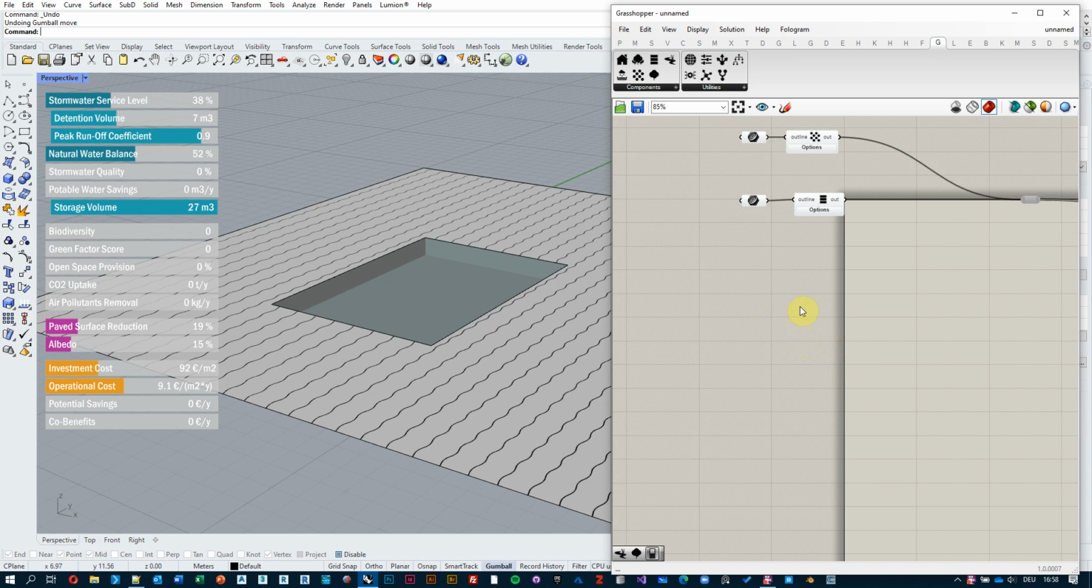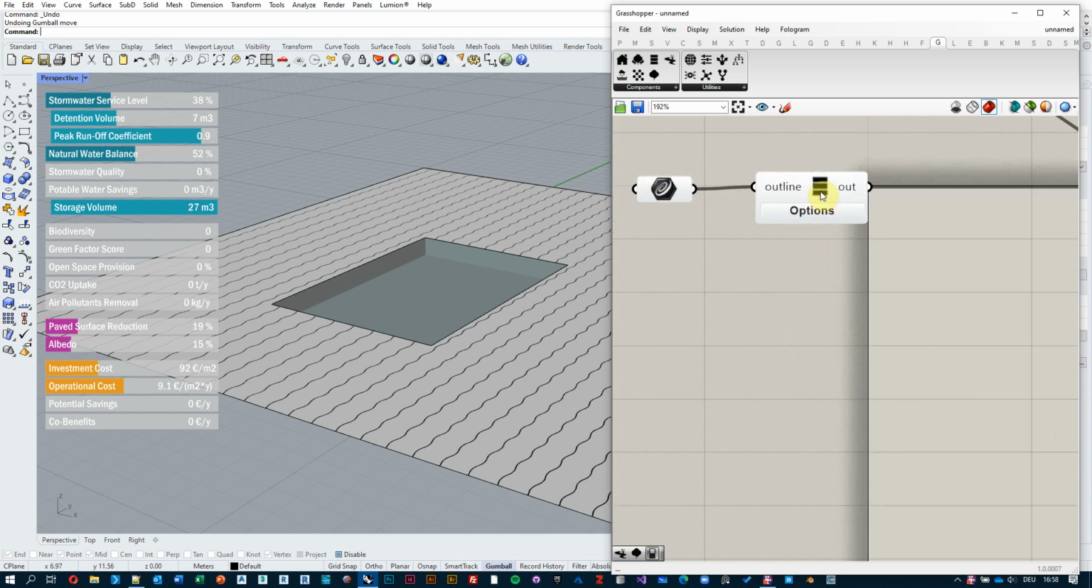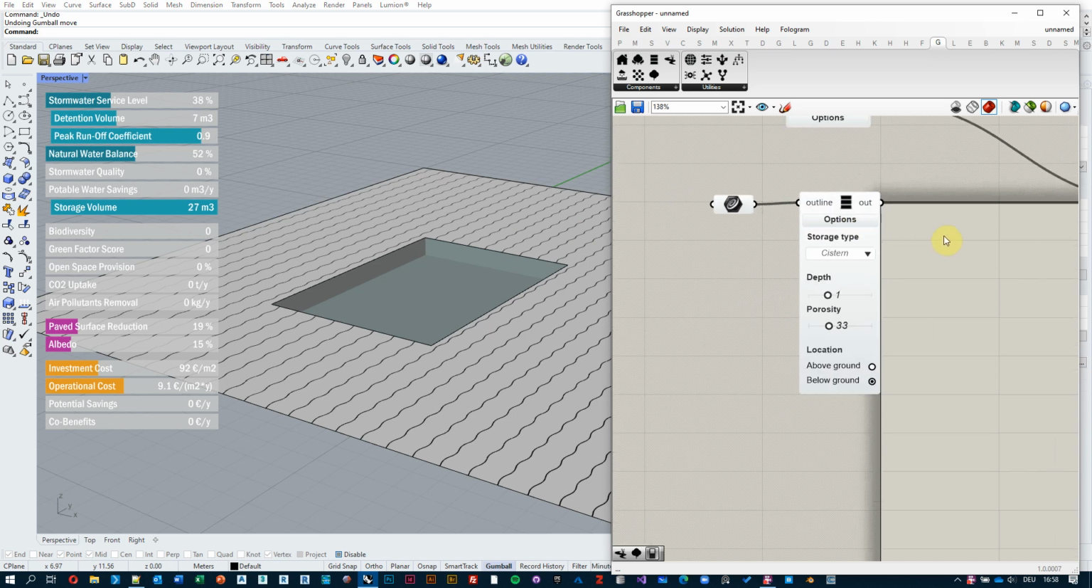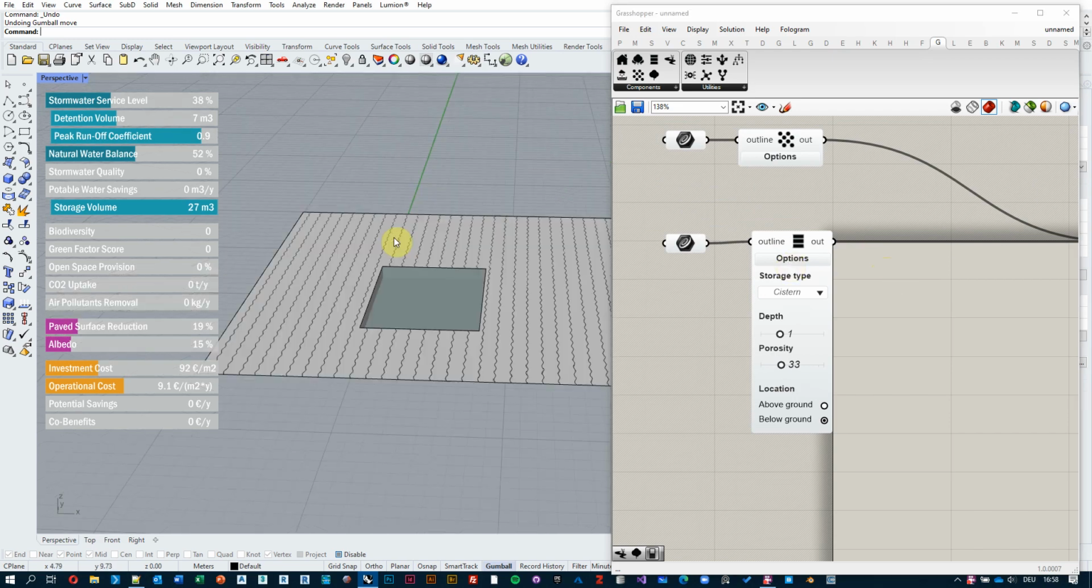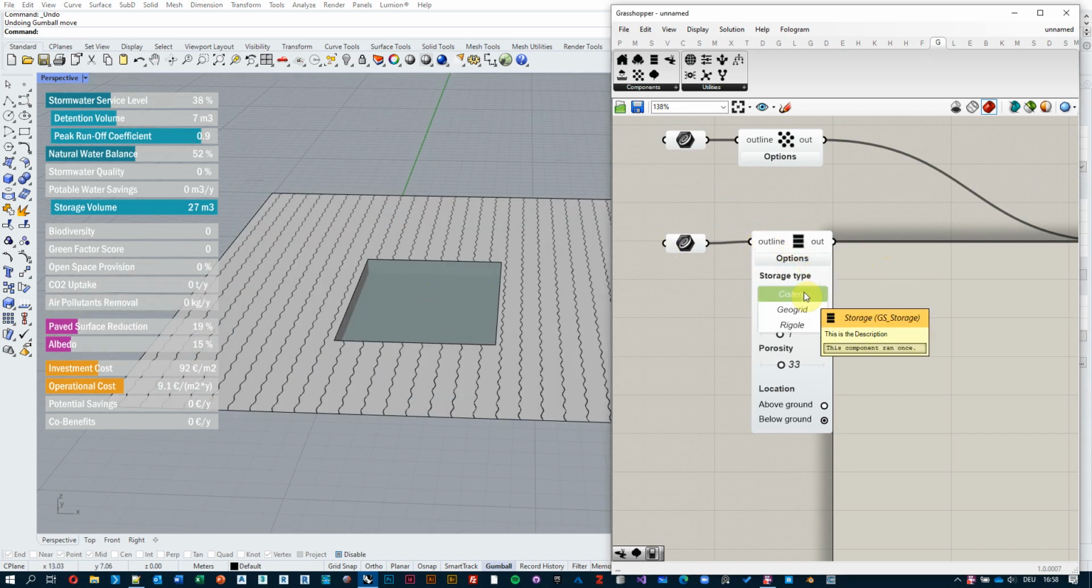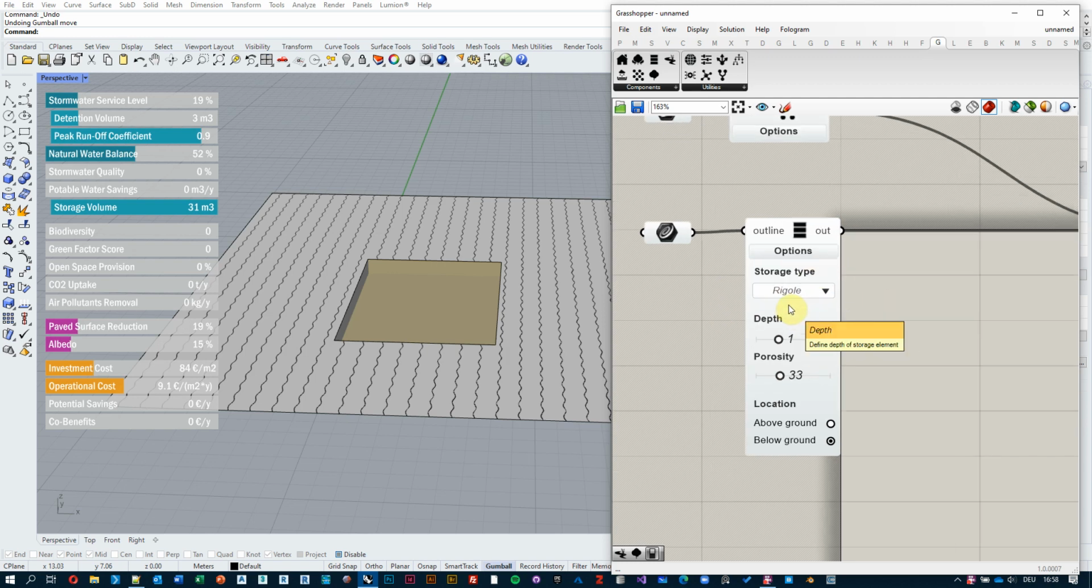In this episode we're looking at the storage component. And so here we have it connected and we have different types of storage. The default one is a cistern, then we have a geogrid component, and then we have a rigole component, which is essentially a gravel-filled underground component.